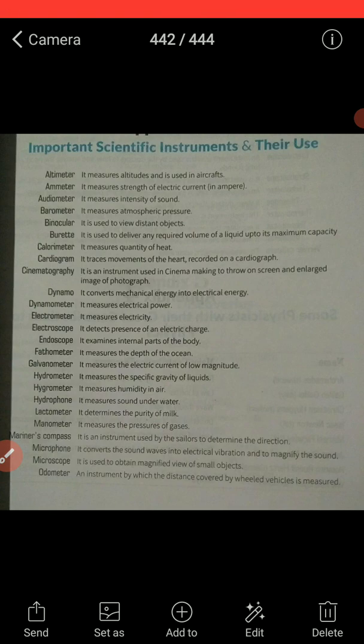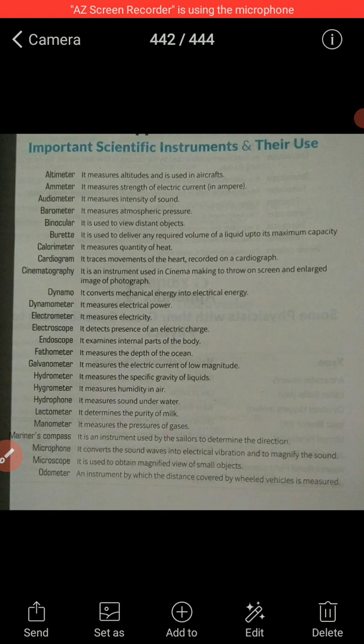And then we will go for pathometer. Pathometer is an instrument which is used to measure the depth of ocean. If we want to know about the depth of any ocean, then we can use pathometer. Then galvanometer. Galvanometer is an instrument which is used to measure the electric current of low magnitude.